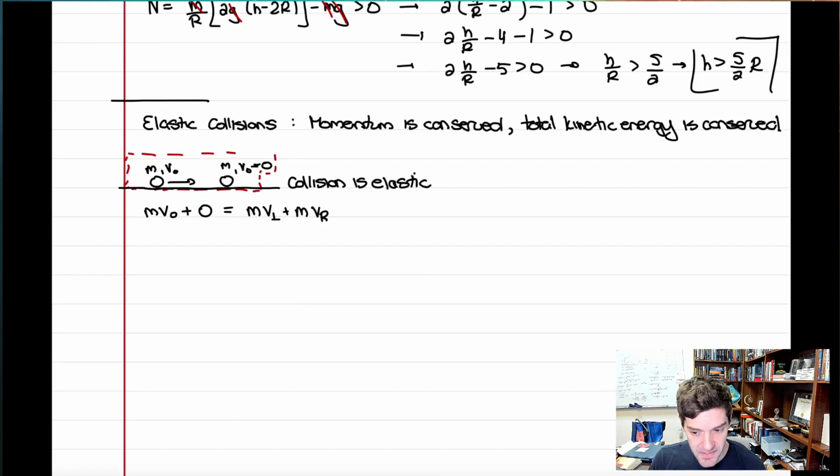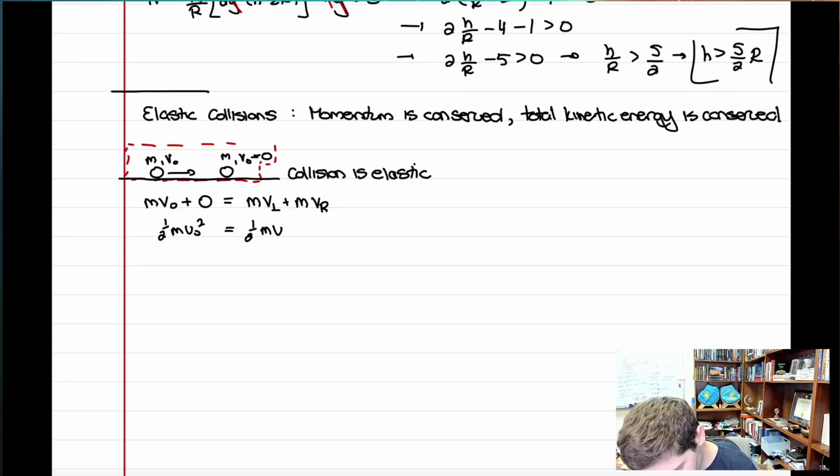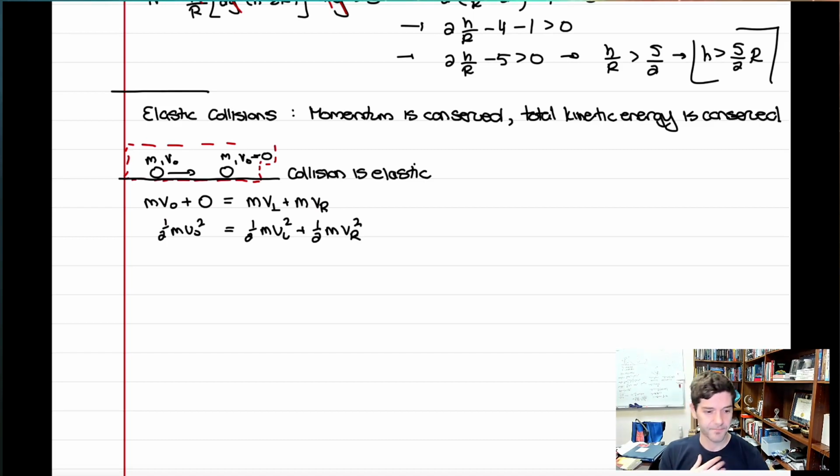And then since it's elastic, I can also say that the initial kinetic energy, which in this case is just 1/2 mv naught squared, better equal the kinetic energy of the system at the end. So these then are, I can ask, what do I know and what do I not know?